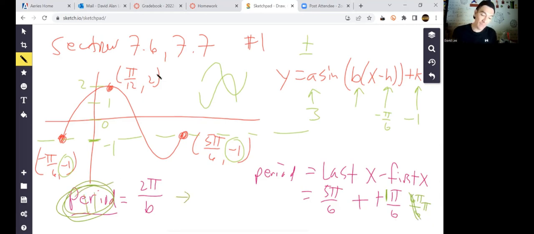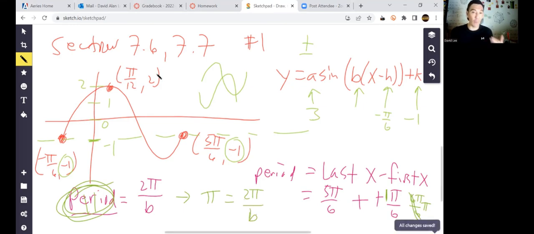So the equation becomes pi equals 2π divided by B. So what does B have to be? 2π divided by what gives you 1π? Can we agree that it would have to be the case that B equals 2? Because 2π divided by 2 is just pi, which is the period. So for that reason, we know that B is 2.